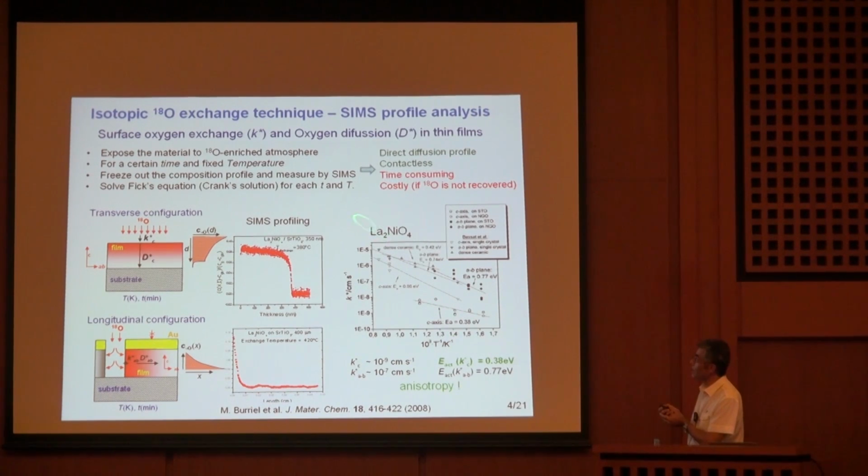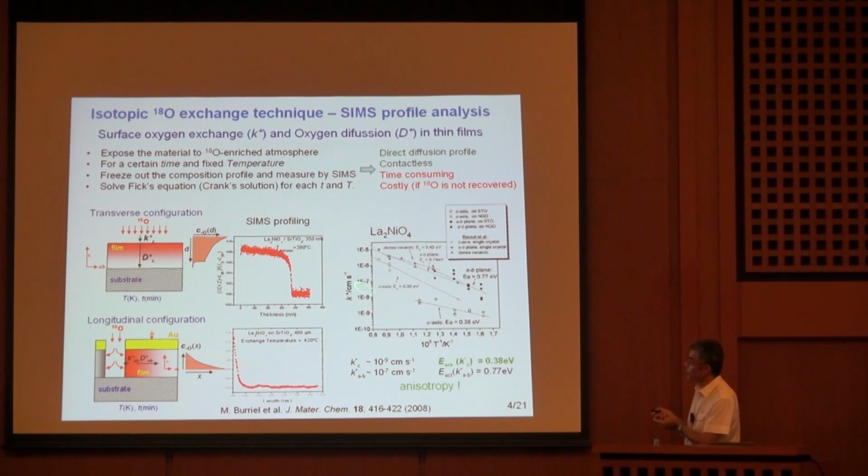And we did that for La2NiO4, which is a cathode material, one of the candidates as a cathode for low temperature applications. And we obtained these results along the C-axis, perpendicular to the C-axis, parallel to the C-axis, and the results parallel to the AB axis.